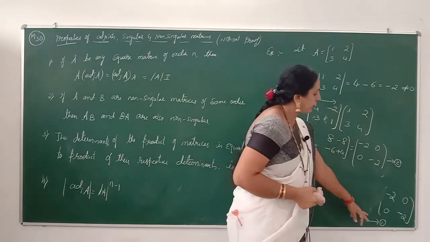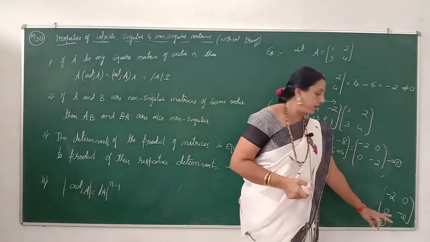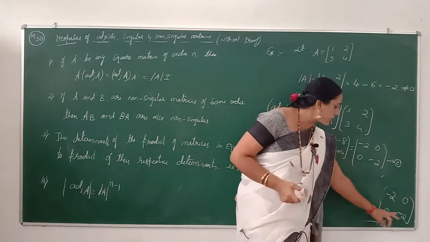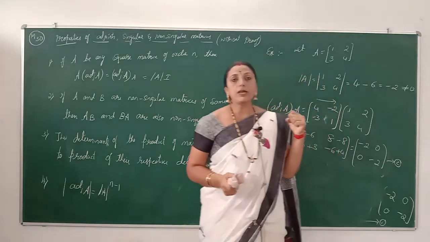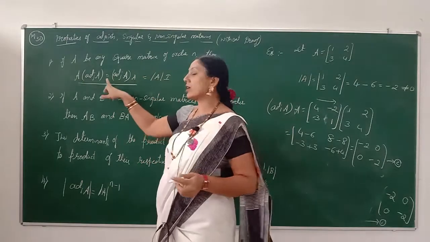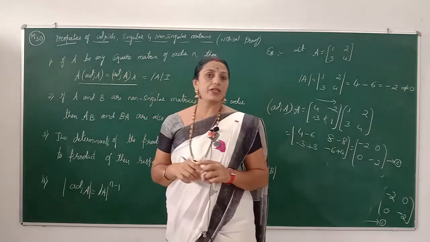We already know the elements of equation 1, so we compare them with each other. Equation 1 is also minus 2, 0, 0, minus 2, so both are the same. It means A into adjoint of A is equal to adjoint of A into A.